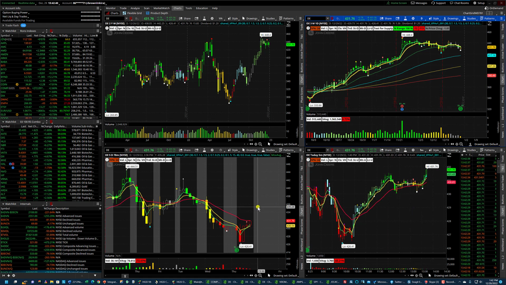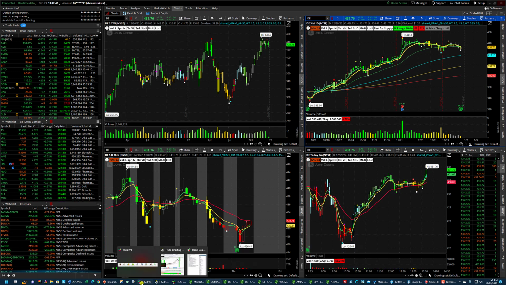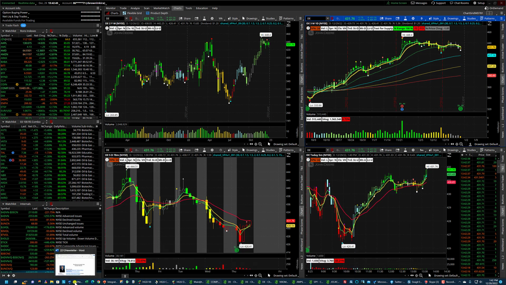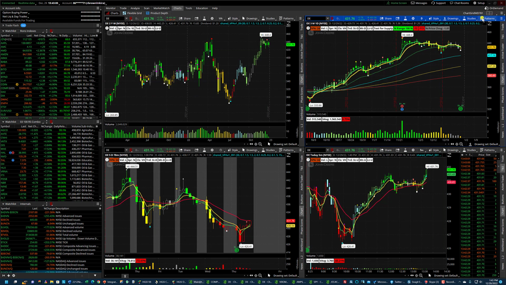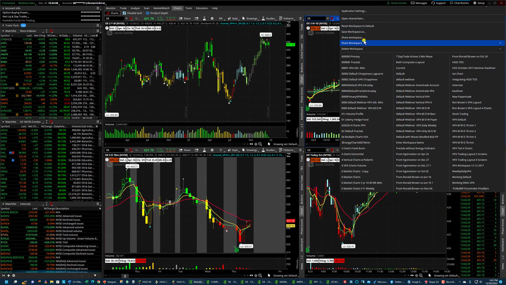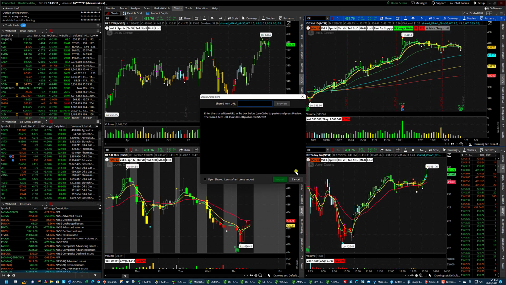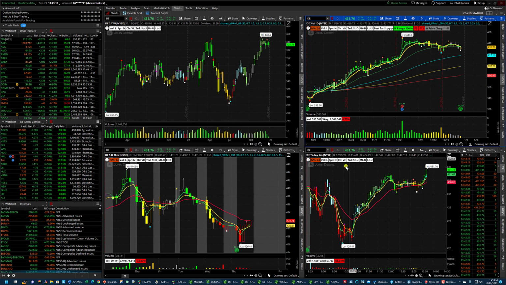What I want to point out is if you like this, and by the way, I'm going to be sharing these in the Insider Club, shared toss grids, the 4-chart grid, which I'm showing right now, a momentum grid, which I'll show you in a minute, the comp, and the NYSE short-term breadth chart. You just click on those, and when the link opens up, you copy and paste it into under setup, open shared item, just paste it into there, and then you'll have this.